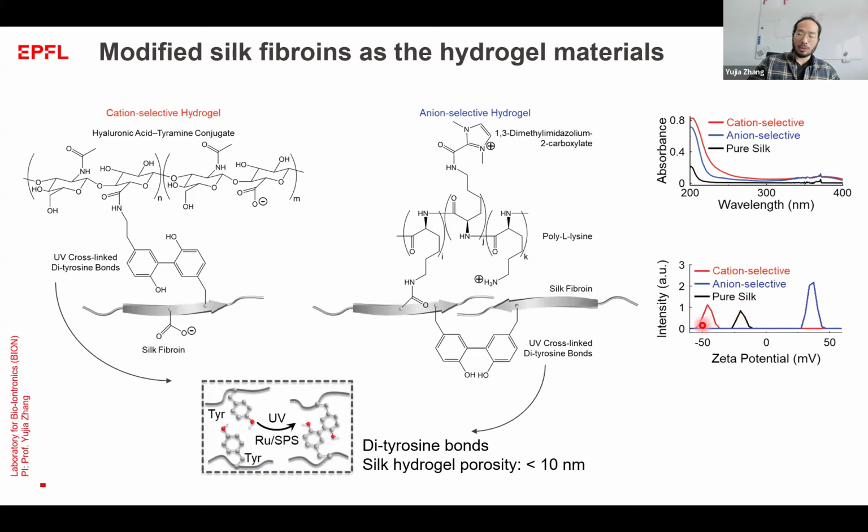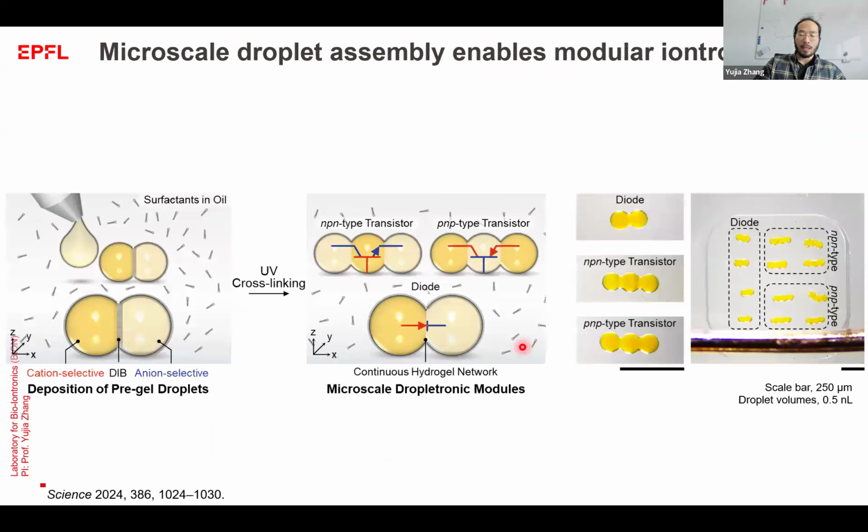We can enhance it or reverse it to cation selective or anion selective. Also, because silk fibroin has dityrosine or tyrosine on it, we can use UV crosslinking to form dityrosine bonds, which will crosslink the silk hydrogel.